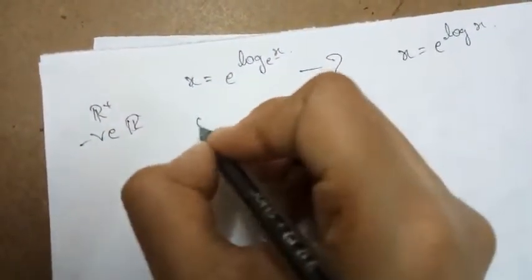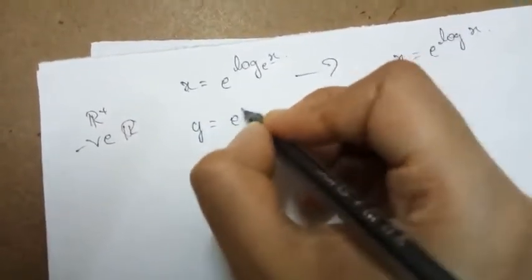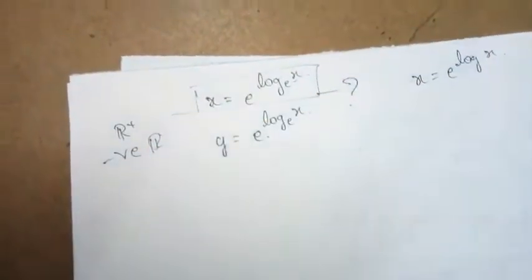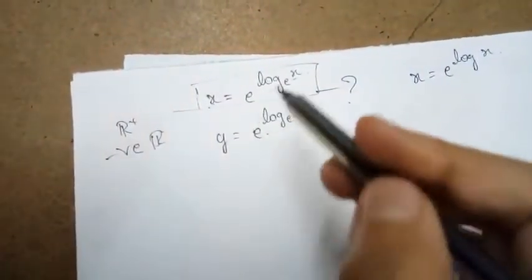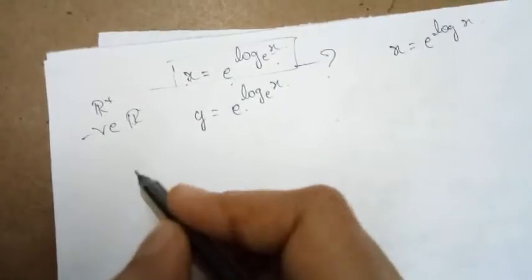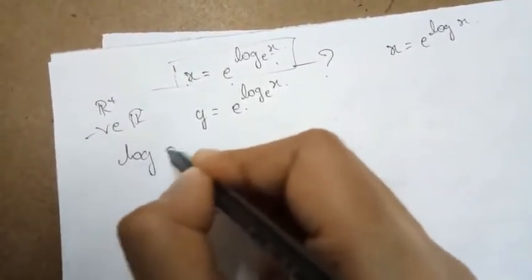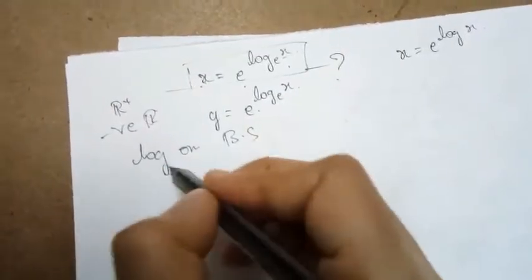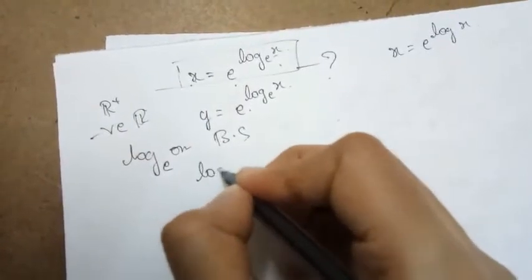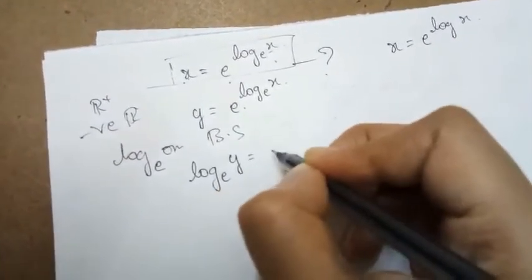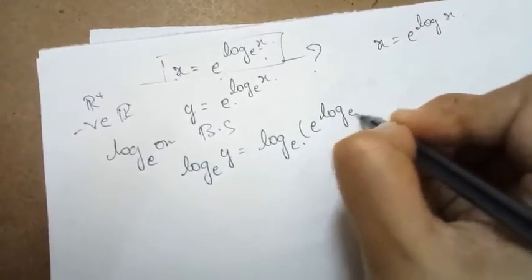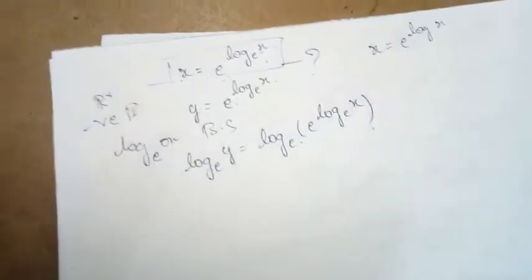Suppose I call y equal to e to the power log e of x. We need to prove whether this is true. Taking the logarithm on both sides, with respect to the base e, log base e of y is equal to log base e of e to the power log base e of x.